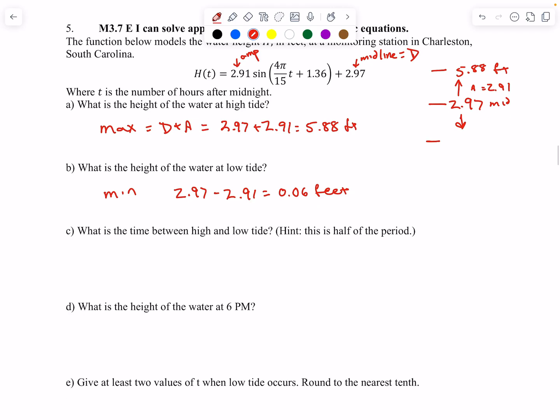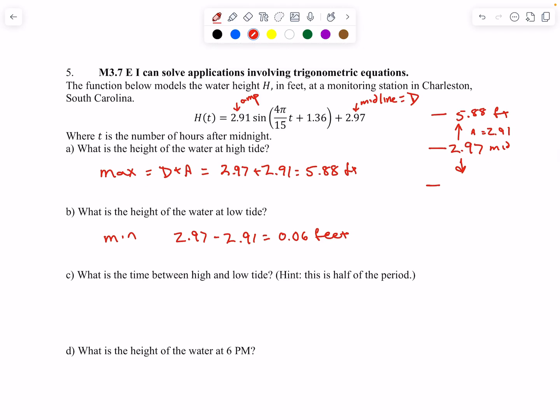Okay, time between low and high tide. So the period is 2 pi over b. Keep, change, flip. What a horrible phrase that is. The pi's cancel, 2 over 4. 15 over 4, let's see, that's 30 over 4, which is 7.5.